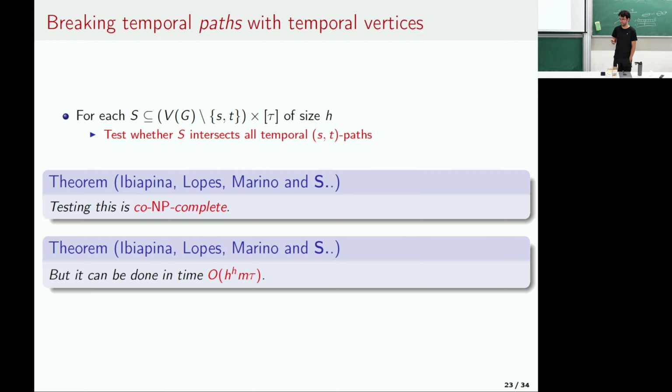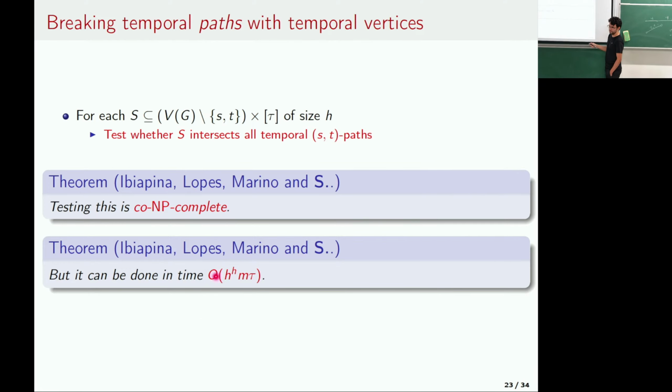So the second one is for testing whether S is a temporal separator. Testing whether S intersects all paths can be done in this time. But if I want to find a separator, I have to test for every set. That's why it goes to XP.